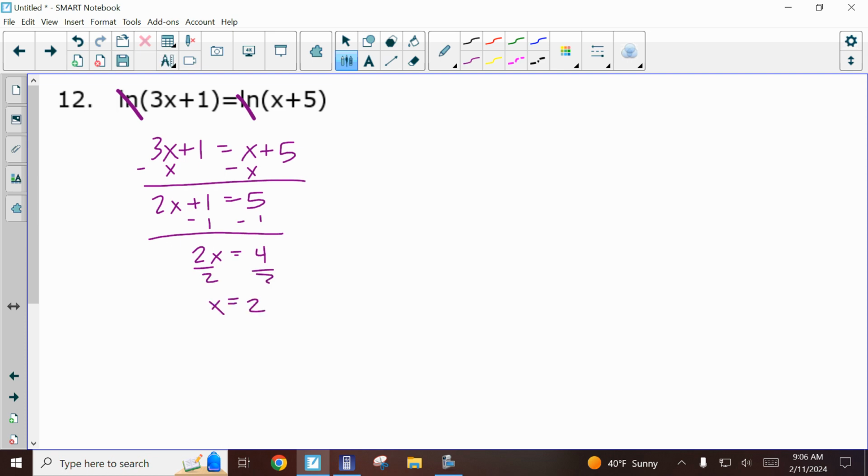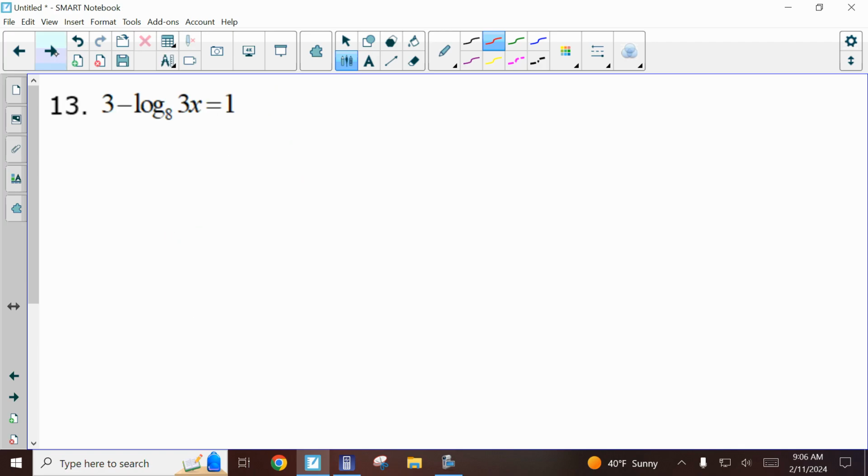So x equals 2. Now the thing about logs, you guys, is you got to check and verify to make sure that it doesn't give you negatives or zeros inside the parentheses. So if I do 3 times 2 plus 1, that is not 0 and that's not negative. And then if I put a 2 right there, 2 plus 5, it's not 0 and it's not negative. I don't care what it is, I just want to make sure it's not 0 and it's not negative. So this one is not extraneous.